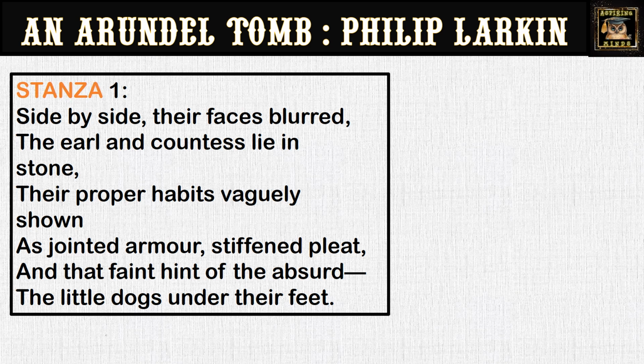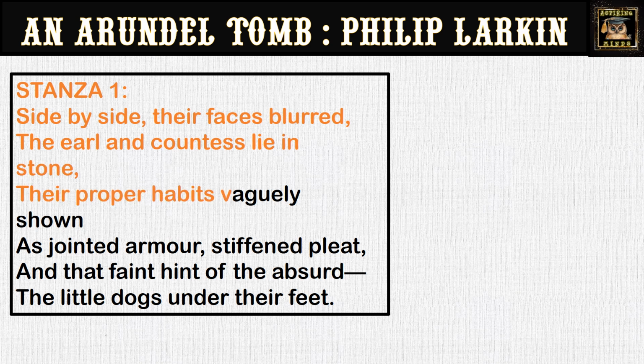Now let us decode the line-by-line meaning of the poem. "Side by side, their faces blurred." The poem begins with a description of the sculpted figures on the tomb, emphasizing the proximity, the closeness of the Earl and the Countess. The Earl and the Countess lie in stone, that is, the figures of the Earl and the Countess are carved in stone, indicating their permanence.